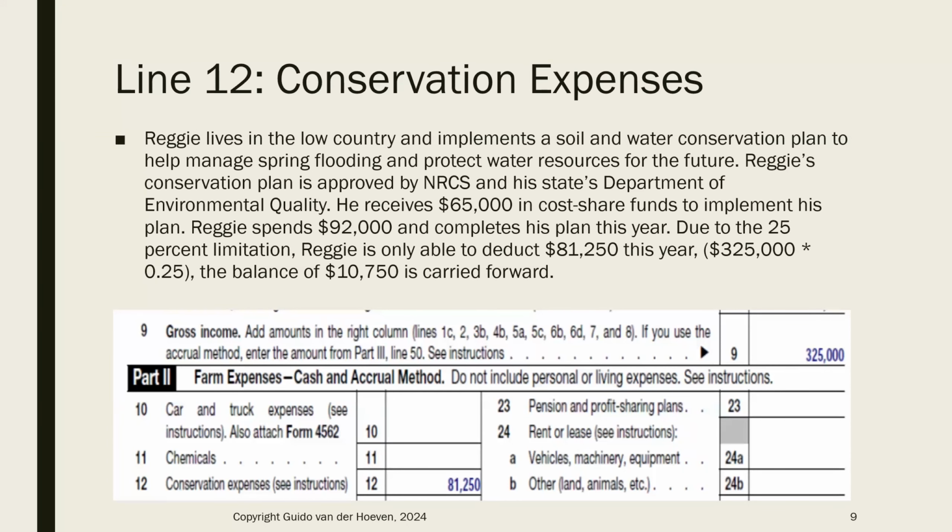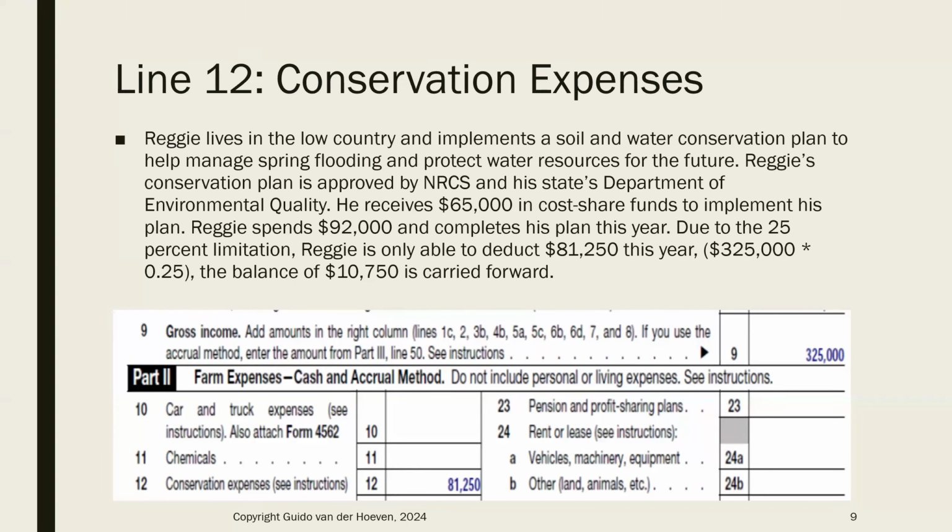So here we've got just an example. This is in the Low Country. I'm actually using one of my former students' names here that I worked with, but Reggie lives in the Low Country and he implements a soil and water conservation plan, as you can see there. It's to manage spring flooding and to protect the water resources, not only for the farm itself, but also downstream for other municipalities. His conservation plan has been approved not only by NRCS, but also by the Department of Environmental Quality.